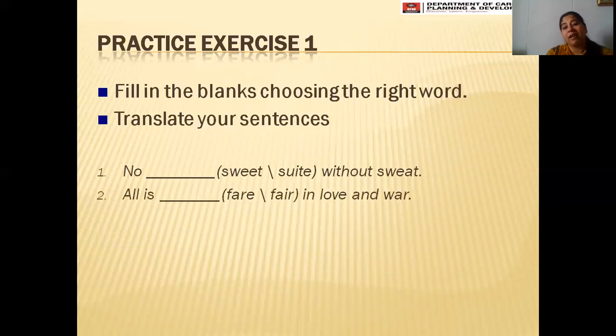All is fair in love and war. Now, which fair are we talking about? Is it fair about the fare of going somewhere, like what is the fare of the taxi? Or is it fair, that everything is okay when we are talking about love or war? So it is fair. And if we talk about fair, we have two different meanings of fair as well. So here we have to understand the context in which this word is being used.